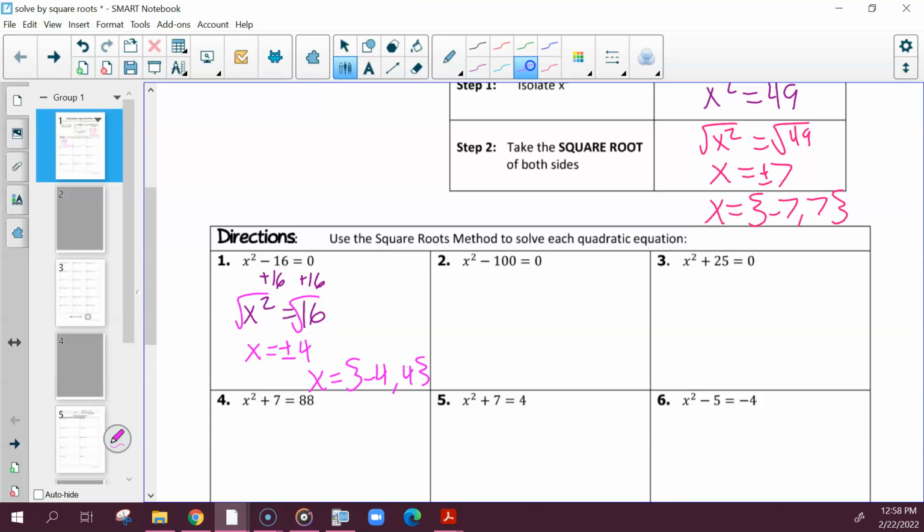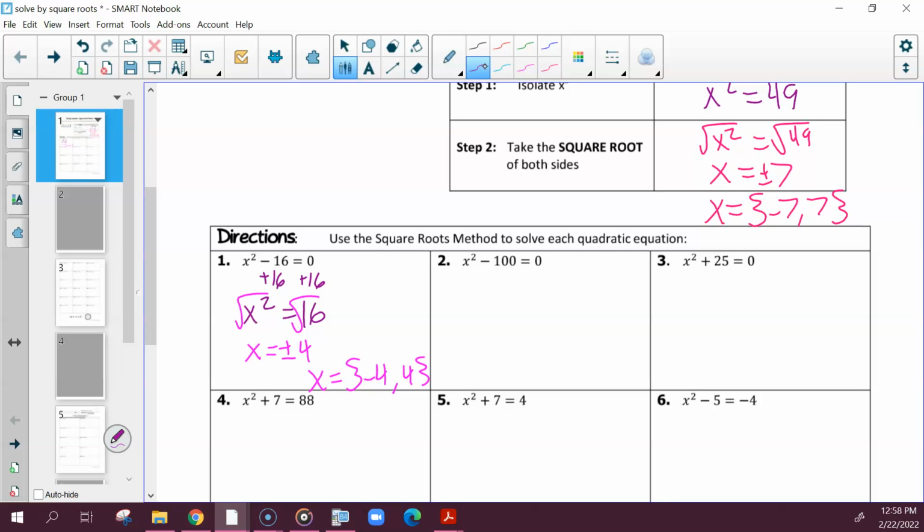And if we wanted to, we could put these back in to make sure they work, and I should have done that for the first one. So like negative 4 squared is 16. 16 minus 16 is 0. 4 squared is 16. 16 minus 16 equals 0. So that's why we can do both. Great. We're going to jump around a bit.